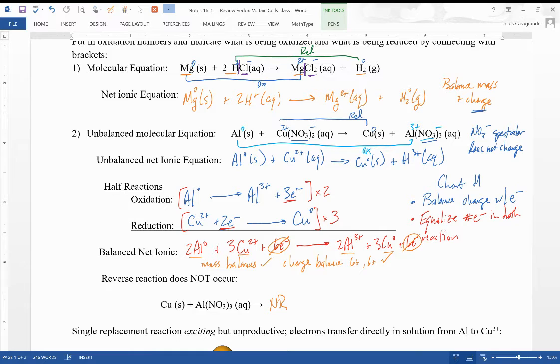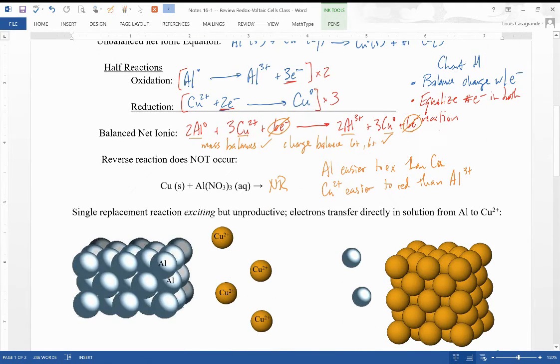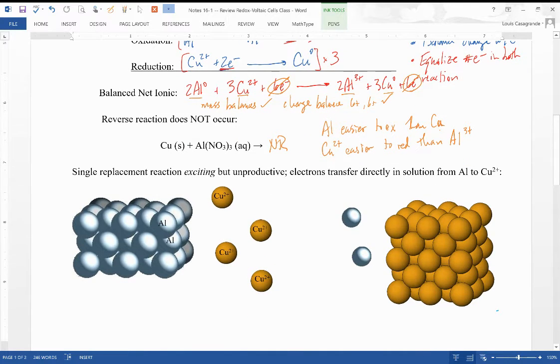And in this case, the aluminum is easier to oxidize than the copper. So aluminum was easier to oxidize than copper. You can also say that copper 2 plus is easier to reduce than aluminum 3 plus. And we'll talk more about that and put some numbers on all of this tomorrow. Now let's talk about what's going on in solution when these reactions take place.